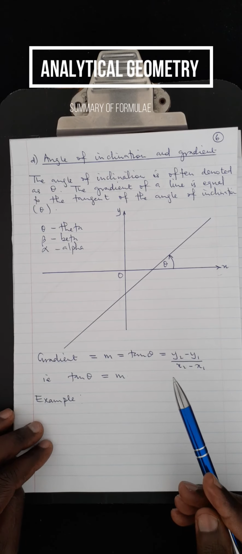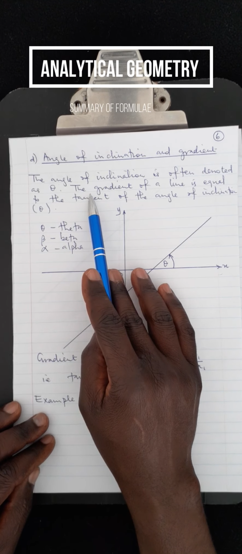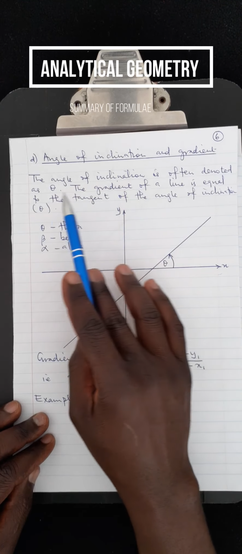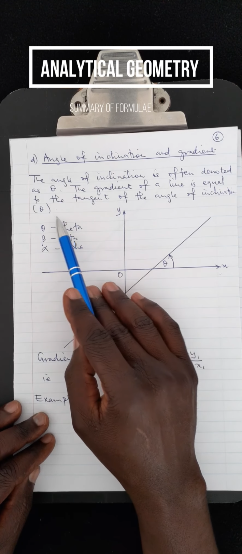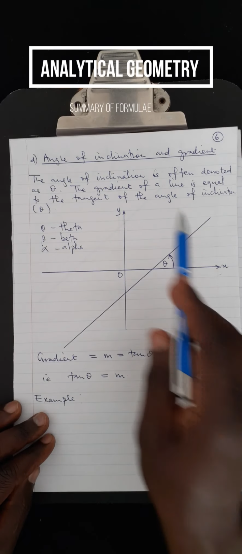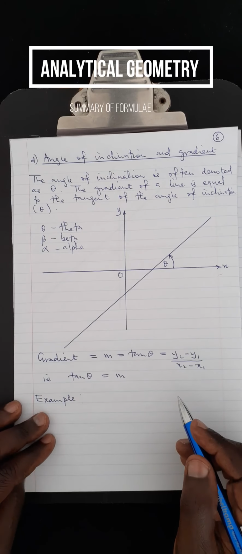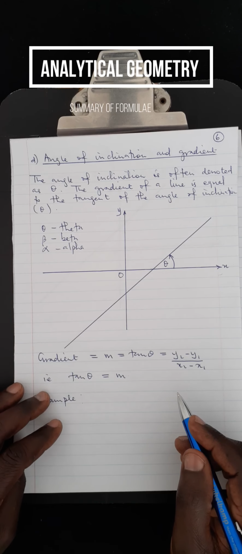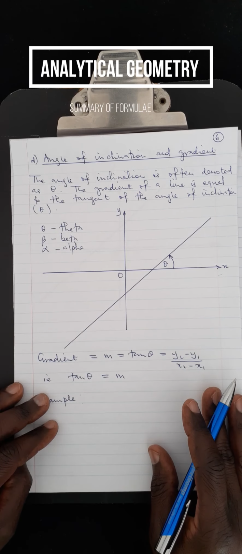So this is important to note. The gradient of a line is equal to the tangent of the angle of inclination, which is our theta. Now we have a concept here, tangent. You might have met it also in trigonometry. We are going to do much on it in trigonometry, but I will just put it aside now.